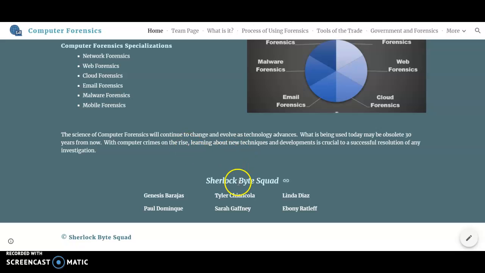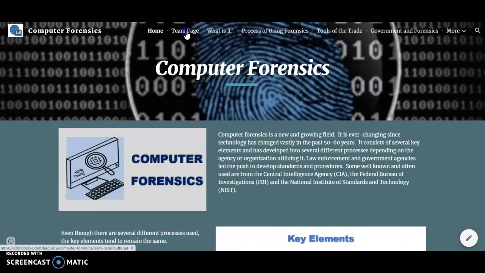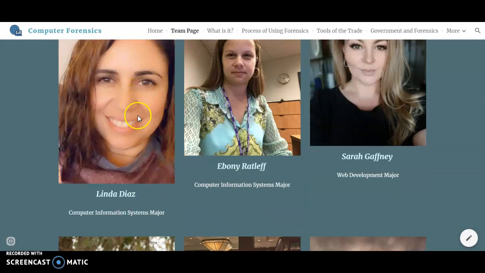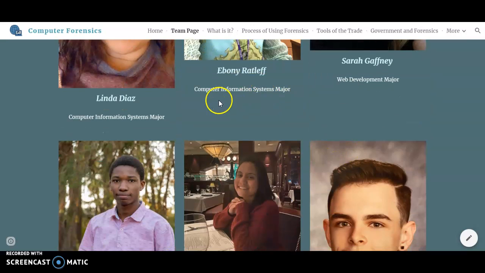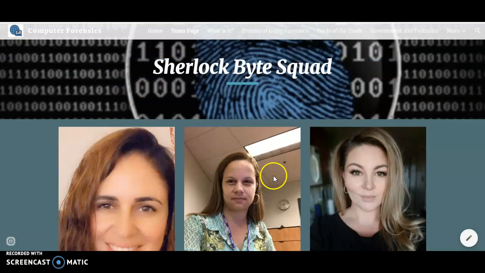So we do have our name right here, Sherlock Bite Squad. That was the name that was picked. And then each team member's name right here, and our name over here at the footer of the page. So the second page of our Wiki project is the team page. It says Sherlock Bite Squad, our name. You have each person's picture, their name, and their course of study or their major. So that is all in there.